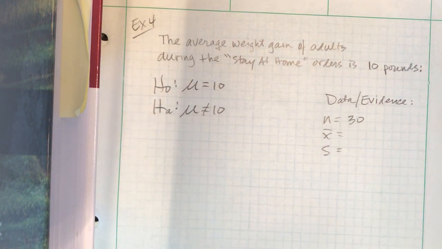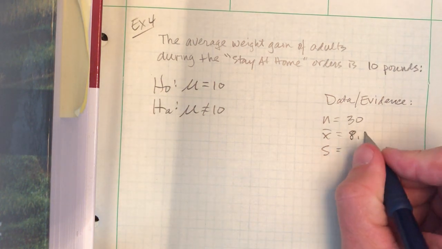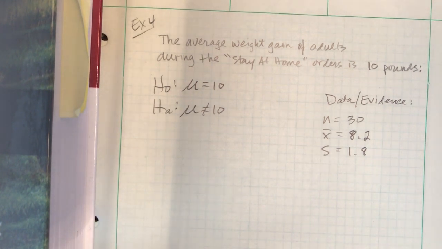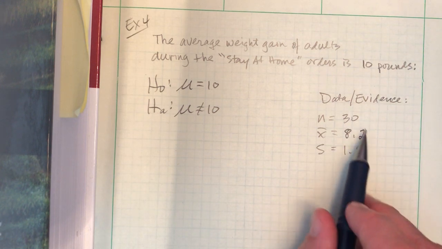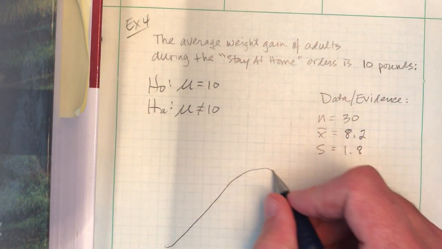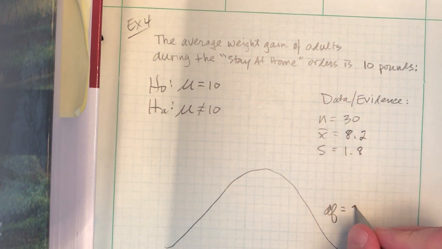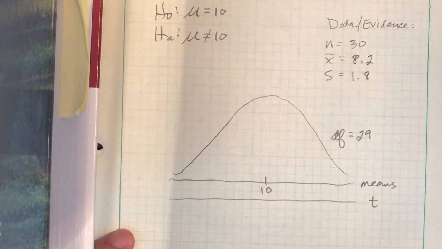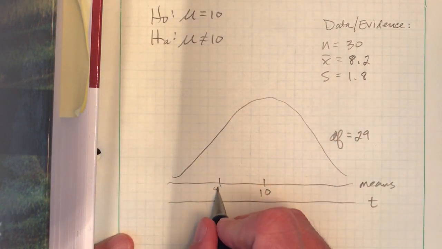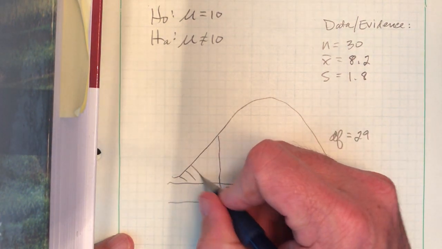And I think I was going to say this was 8.2 and 1.8. So let's say a survey of 30 adults was given, asked how much weight they'd gained, and the average weight gain was just over 8 pounds with a standard deviation of 1.8. So one more time, degrees of freedom, 29. I've got my means, I've got my t, my null is 10. My sample mean comes in under that. And we shade that left tail.